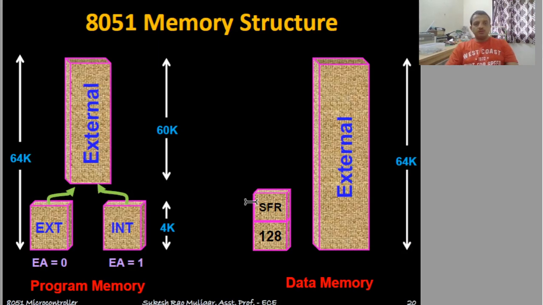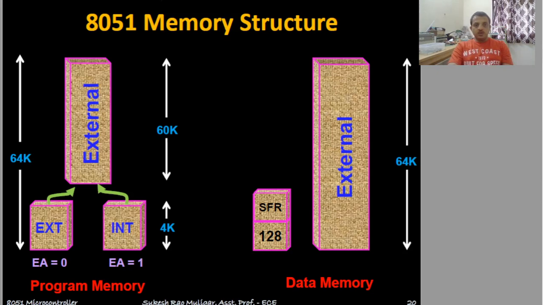So let's try to understand the structure of 8051 memory. There are two types of memory in 8051 that we need to look into, that is program memory and data memory. As you can see here, the program memory is 64 kilobytes, the total size of the program memory. This can be internal or even external.